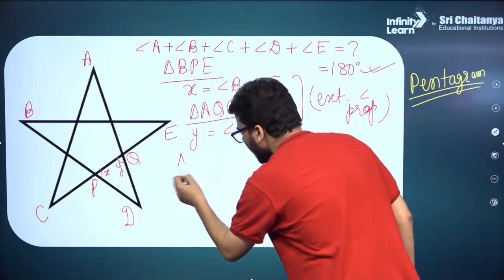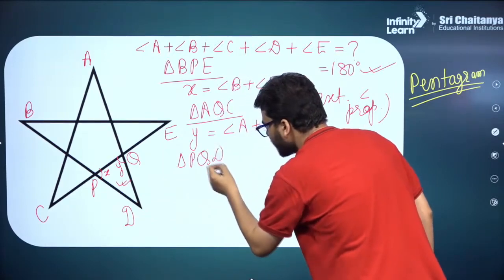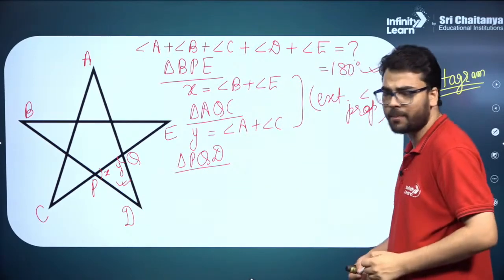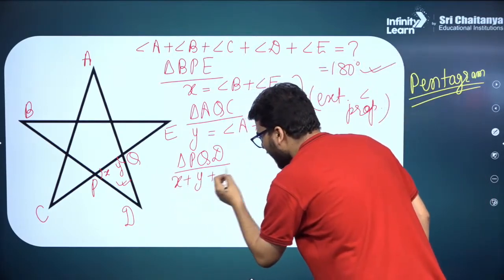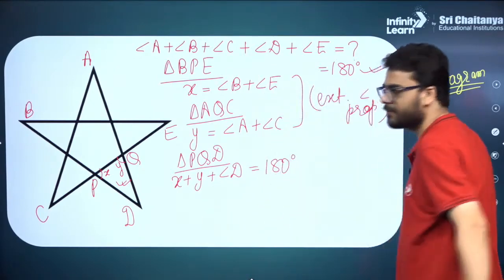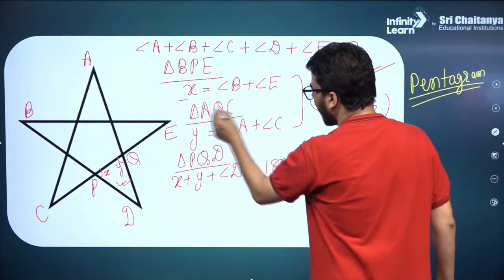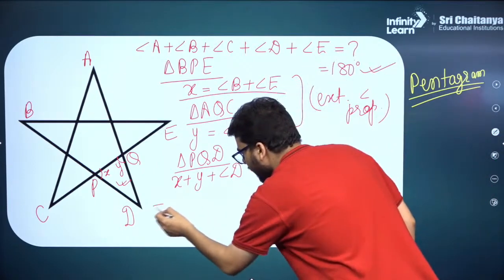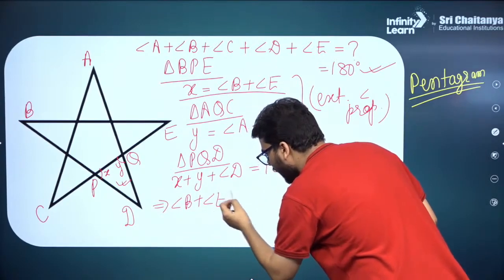Now, if you see again this triangle, if I talk about this triangle PQD, in this triangle, can I use the angle sum property of triangles? Can I say that angle X plus angle Y plus angle D is equal to 180 degrees, guys? Do you agree with me? I can say that. Now, in place of X, can I write B plus E? In place of X, I can write angle B plus angle E over here.